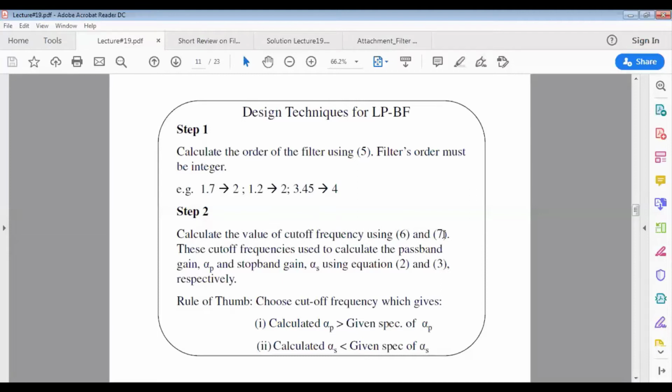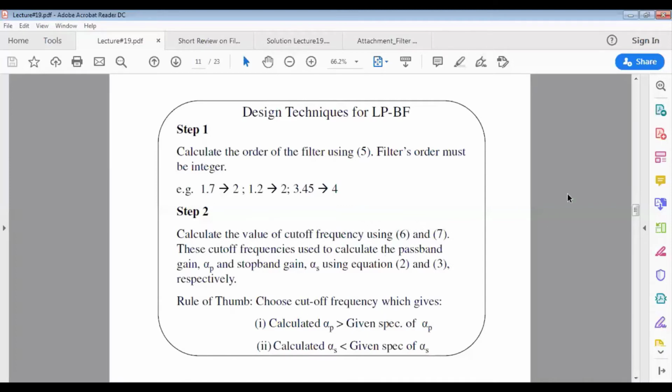So from these 2 cutoff frequencies, we need to choose the cutoff frequency which will give us a calculated alpha P that is bigger than the specification of alpha P, and a calculated alpha S that is smaller than the given specification of alpha S. These are the rules of thumb that need to be followed in order for us to choose the cutoff frequency.